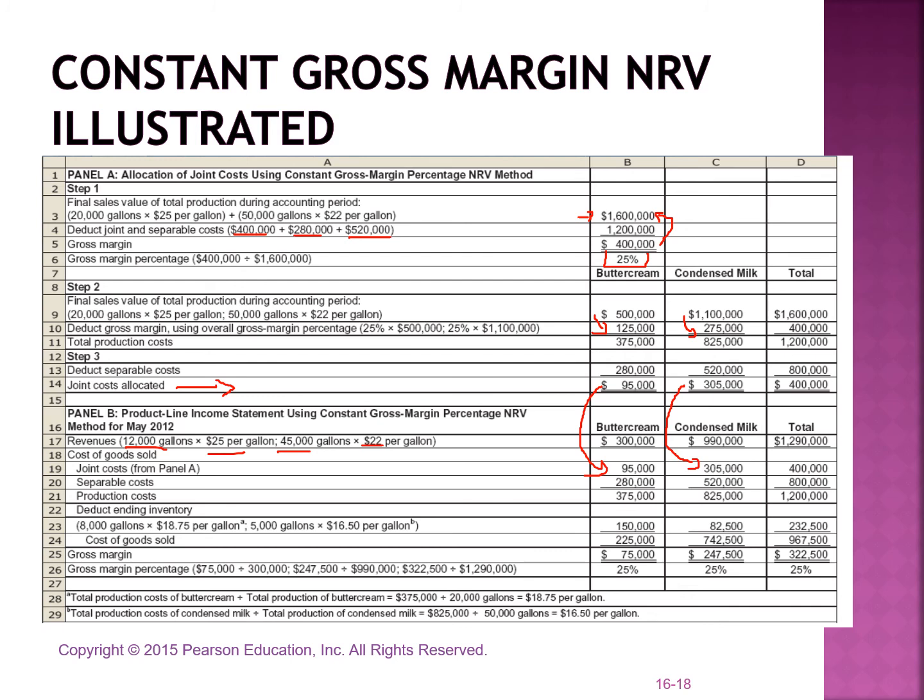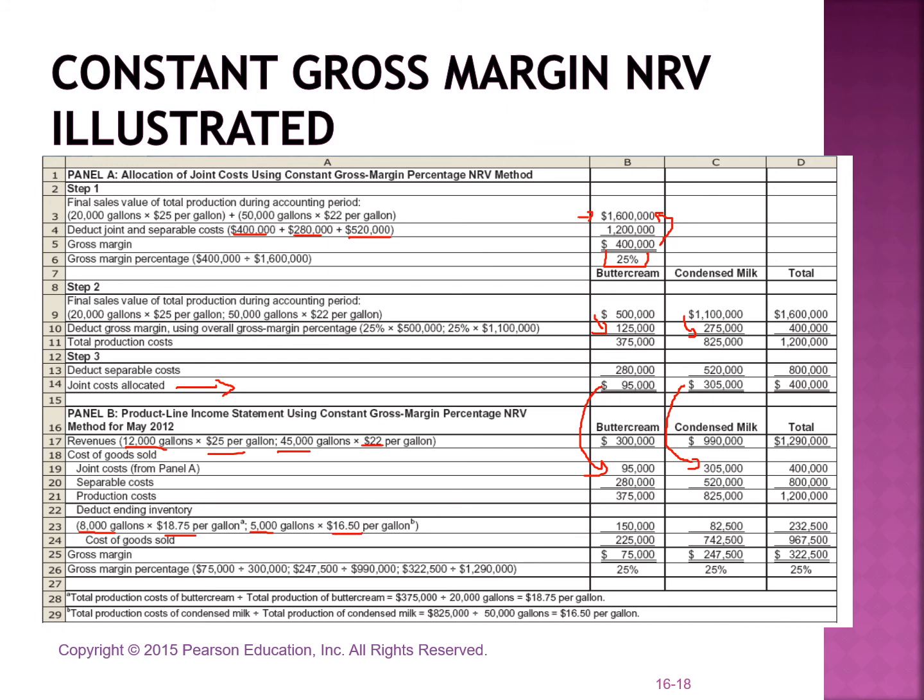I will start deducting the ending inventory, the 8,000 multiplied by 18.75 per gallon, and 5,000 by 16.5 per gallon. From where did I get that? I divided the 3,750 by the number of units, as we said. So the total production cost here is the 8,000 ending inventory multiplied by 18.75, and the 5,000 of the second product multiplied by 16.5, and this is the total cost.